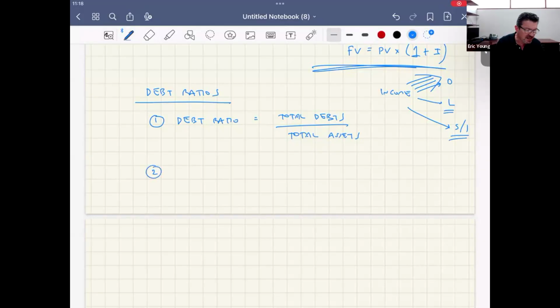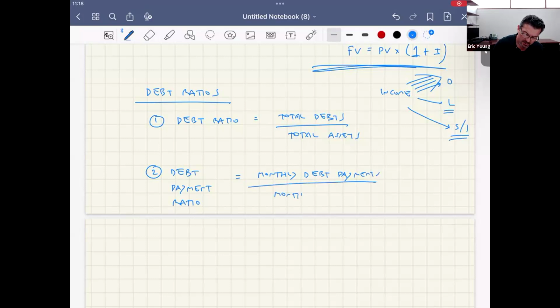Okay. The second debt ratio is called your debt payment ratio. Your debt payment ratio is equal to the total amount of your monthly debt payments divided by the total of your monthly net income. So your debt payment ratio is how much money you have to pay per month for your debts, car loans, student loans, things of that nature, divided by how much money you bring in from your job after taxes, because net is after taxes.